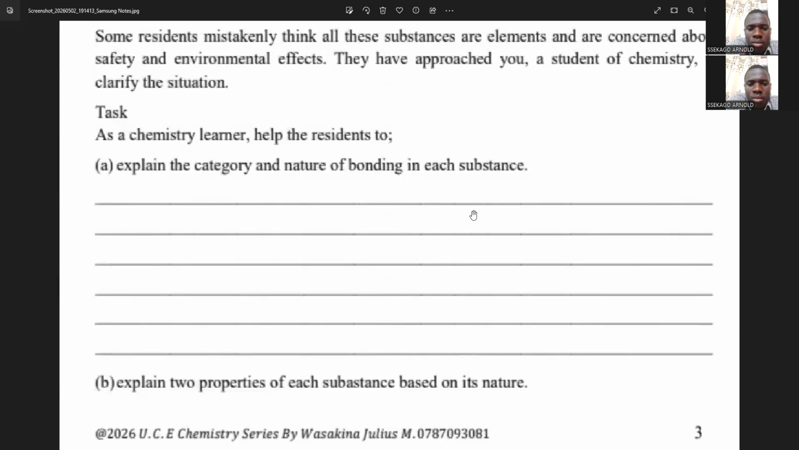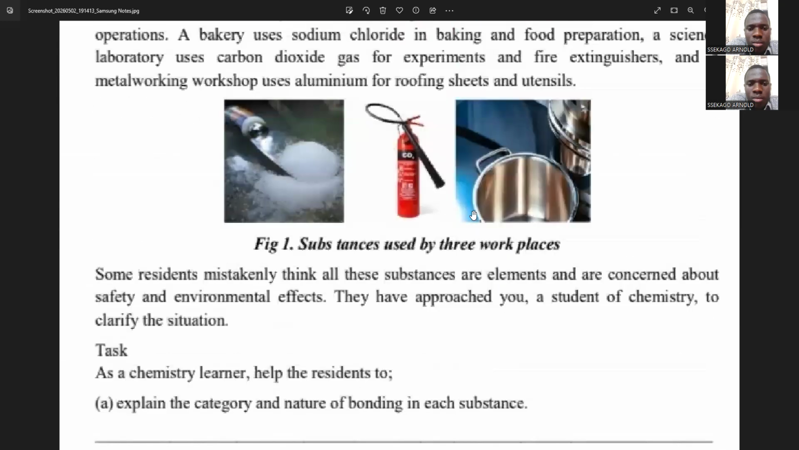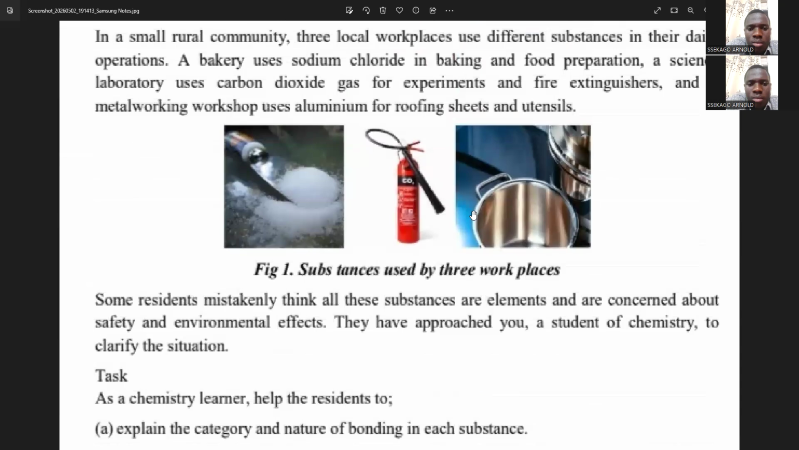So you see here, this item is coming from bonding. So we comment on bonding, we categorize the bonding. As I explained earlier on, I explained how one categorizes bonding. There are 3 forms of bonding which I highlighted previously. So after categorizing the type or the category, then we give properties. There are 3 substances here. Then we also give the use and the environmental impact. This is the first item.